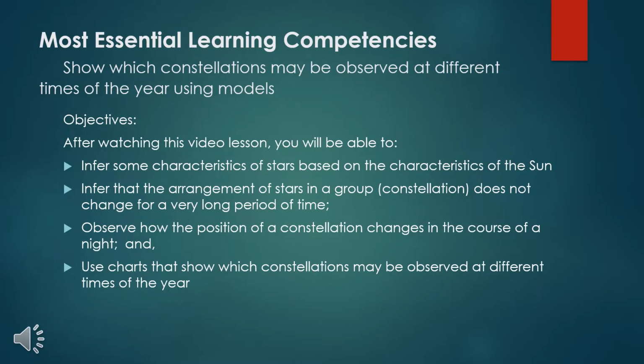After watching this video lesson, you will be able to infer some characteristics of stars based on the characteristics of the sun, infer that the arrangement of stars in a group, constellation, does not change for a very long period of time, observe how the position of a constellation changes in the course of a night, and use charts that show which constellations may be observed at different times of the year.